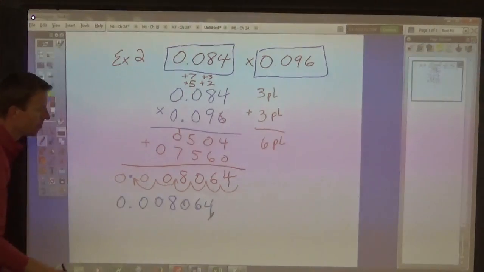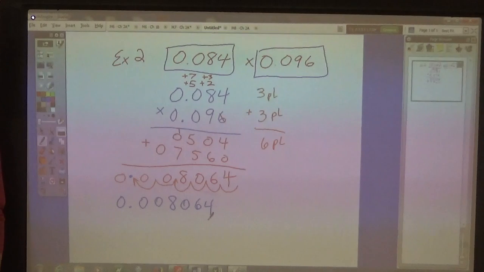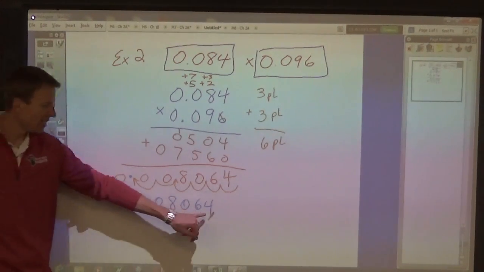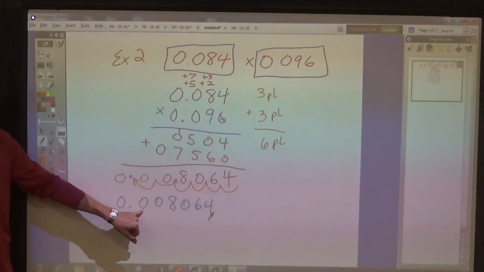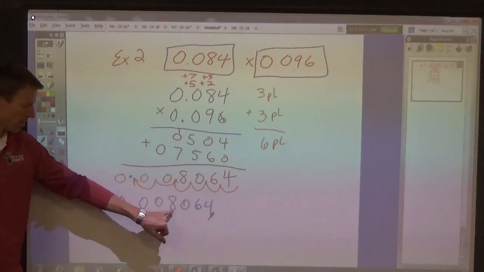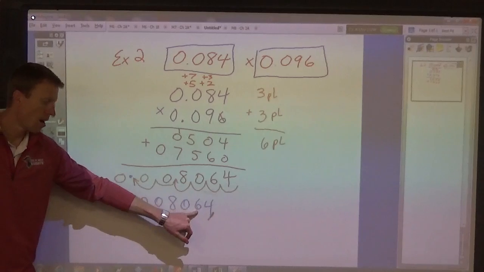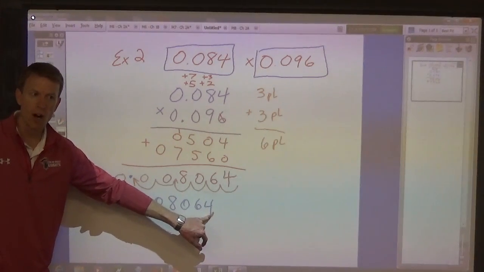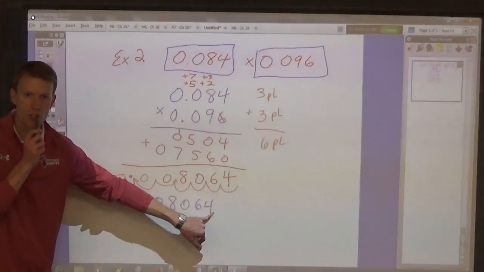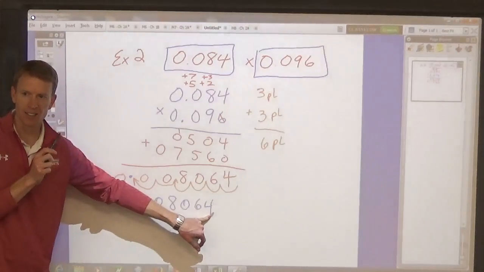0.008064. Now, is anyone brave enough to read this number for us? First we've got to figure out what place this is. So count with me. Tenths, hundredths, thousandths, ten-thousandths, hundred-thousandths, millionths. So this is the millionths place. Now, who wants to read the number? That'll make it easier.